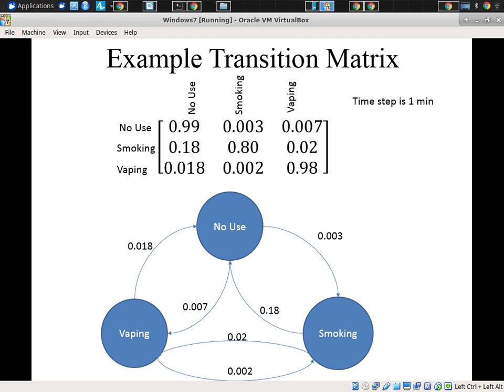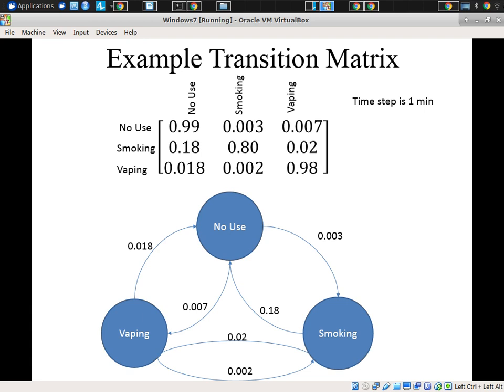And the idea here is we have three possible states. They're not using anything, they're smoking, or they're vaping. And the idea is that it's collectively exhaustive and mutually exclusive. We're in one state at any one time, in exactly one state. And here's our transition probability matrix.